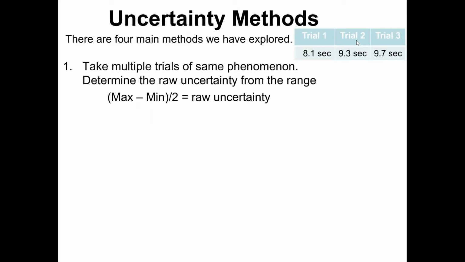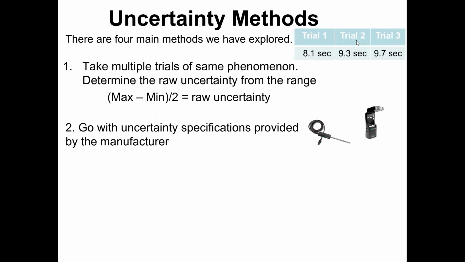The first one is taking multiple trials of the same phenomena. If you take multiple attempts of the same phenomena, you can figure out the range of those values that you got, take the maximum minus the minimum, divide it by 2, and that can become your raw uncertainty. IB says this is an acceptable way to estimate your uncertainty, and scientifically this is fairly sound.